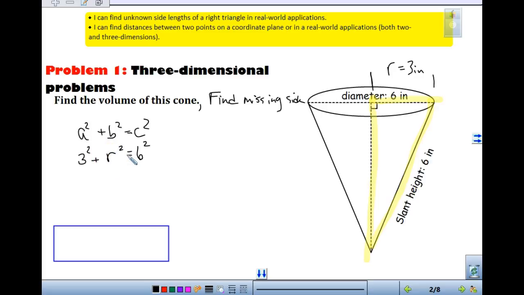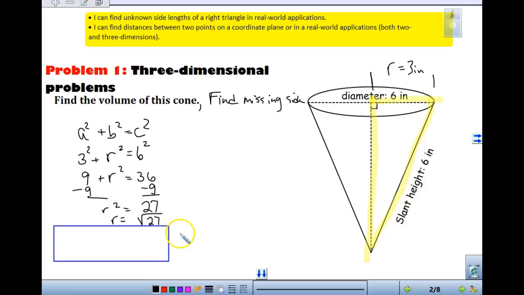Write this right now. If you don't have a pencil, I have pencils in the back or pens by my desk. Okay? So we're going to put 3 squared, which is 9, plus radius squared equals 36. Now this height here has to be less than 6 inches, right? So when I subtract 9 from both sides, my radius squared is equal to 27. Right? 36 minus 9 is 27. You agree? What is my radius? If the radius squared is 27, the radius is the square root of 27.